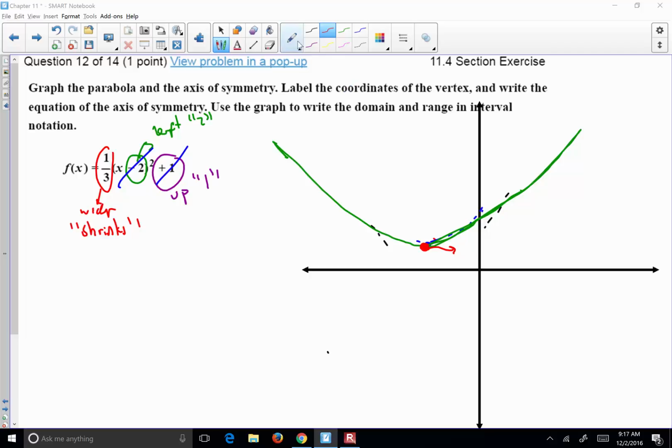No, the line of symmetry is the line that goes right between these two branches. So the line of symmetry is this thing. I don't know if it's asked to draw, but it says graph, so we draw it as well. This is the line of symmetry.